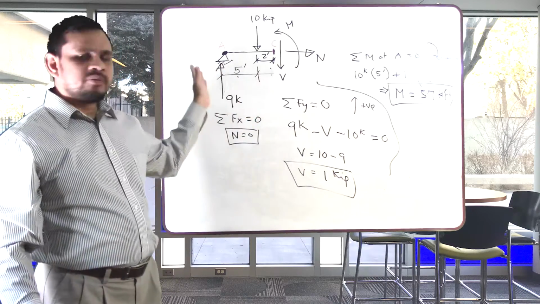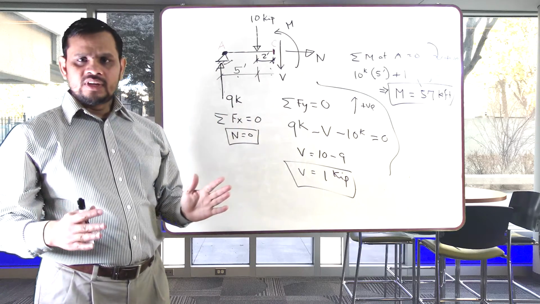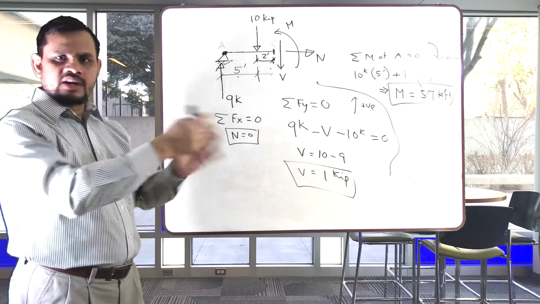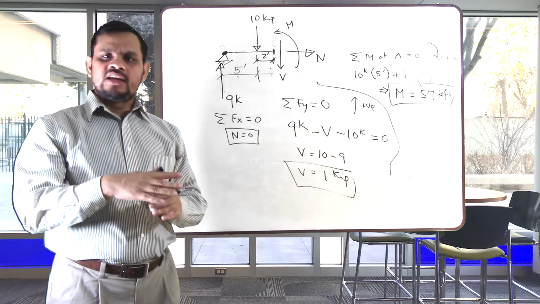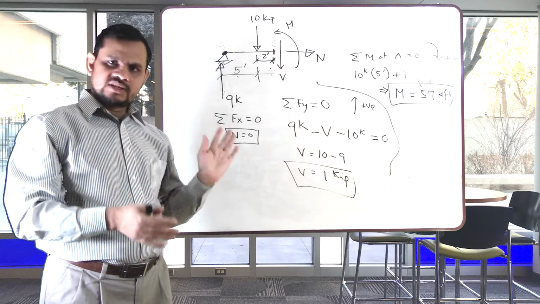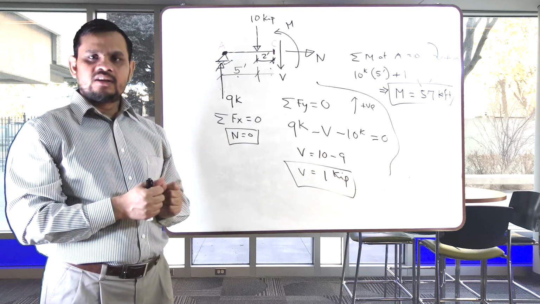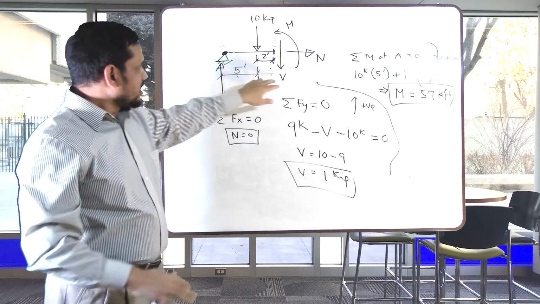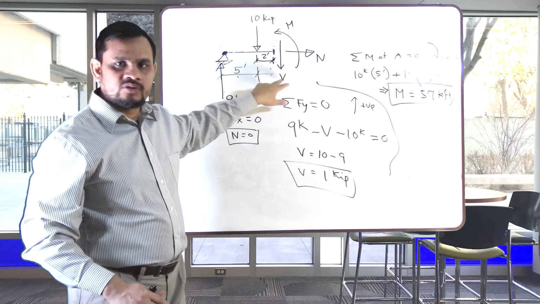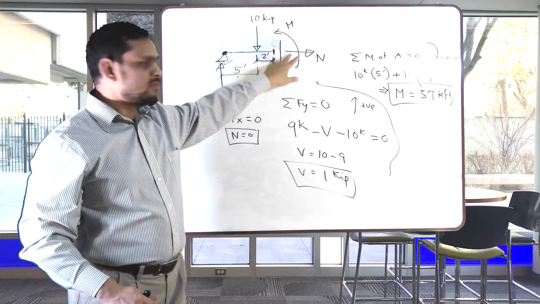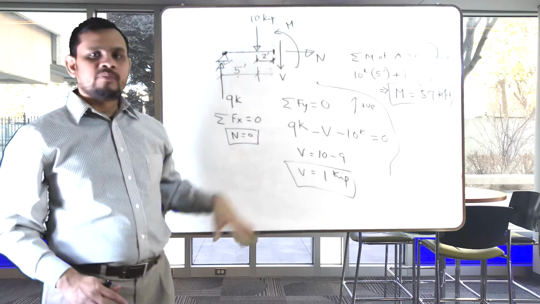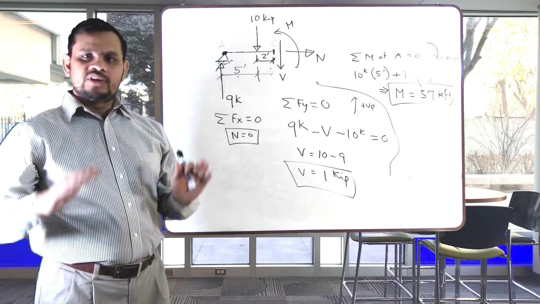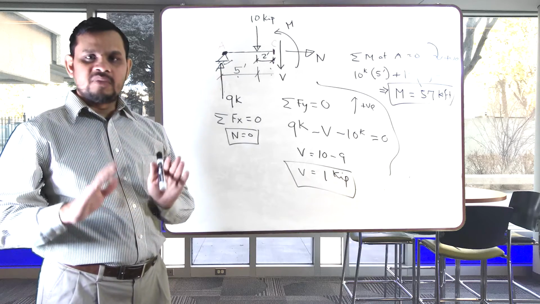If it is another point, same procedure: just think which side you will consider, left side or right side, then find the external reaction of that side. Once you have found the external reaction, cut at that point, show your shear force, normal force, and moment, and then apply the equilibrium equations. Whatever method you follow, whatever side you take, the answer must be the same.